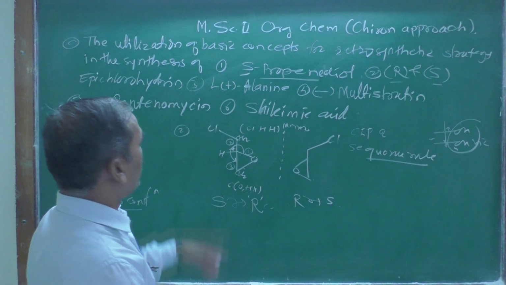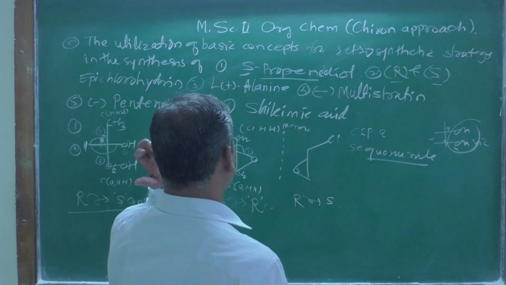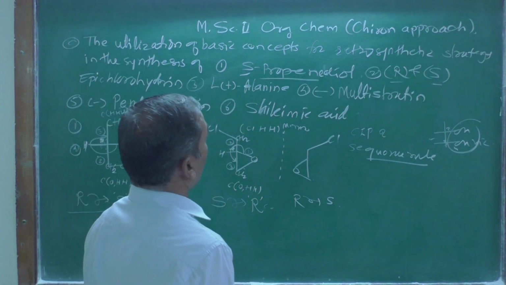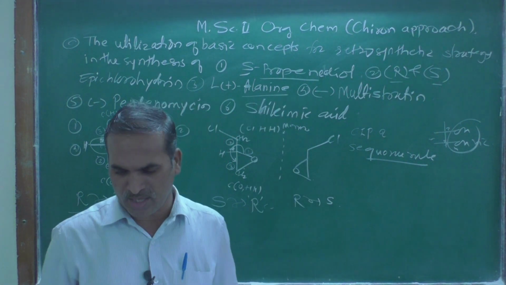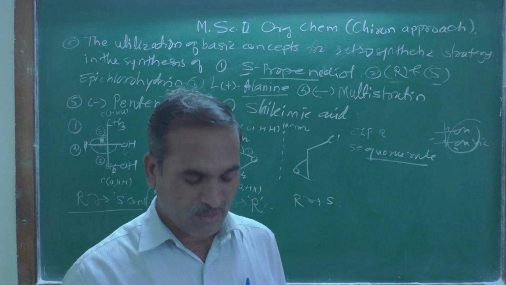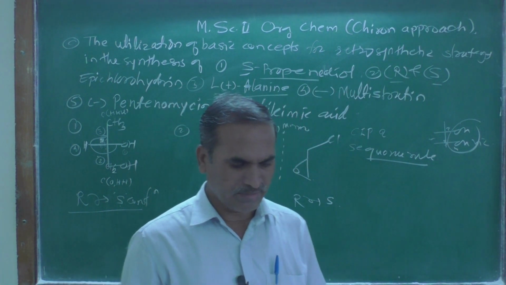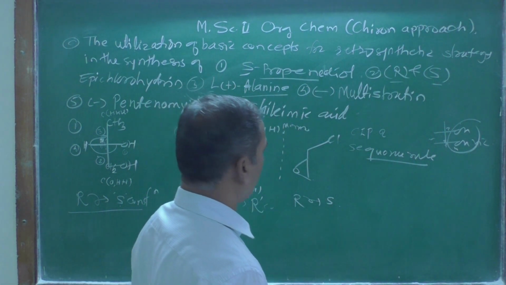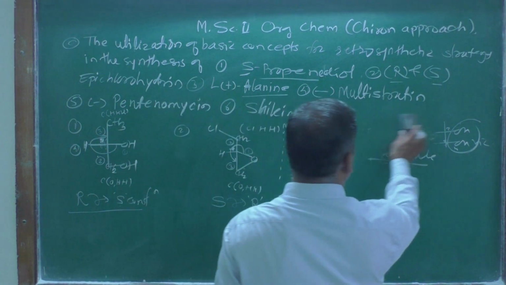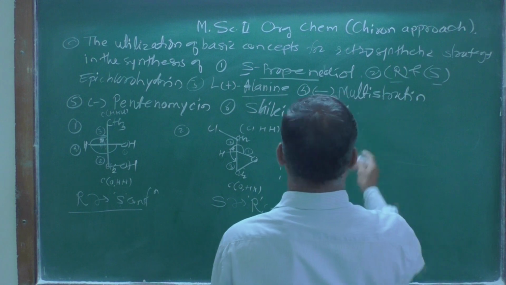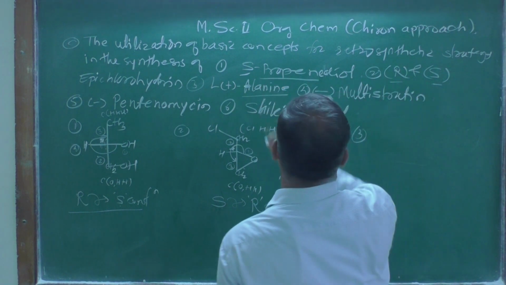Understood this one? Now let us see the structure of L-plus-alanine. Alanine is one of the alpha amino acids. The structure of an alpha amino acid is, as we know, the third one. Let us see the structure of that one, the third one, the structure of alanine.